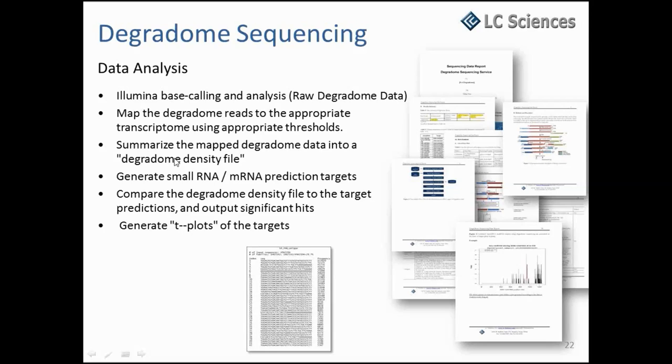And then we summarize the degradome density file based on the messenger RNA sequencing data from degradome sequencing. And then, based on miRBase and the small RNA sequencing data, we generate small RNA and messenger RNA target prediction pairs. And then we compare the degradome density file to the target prediction and output the significant hits. That means we pair messenger RNA to the microRNA and make microRNA and target pairs. And then we generate t-plots of the targets to see which ones are significant and meaningful from the data analysis.